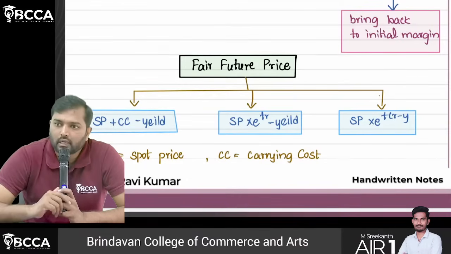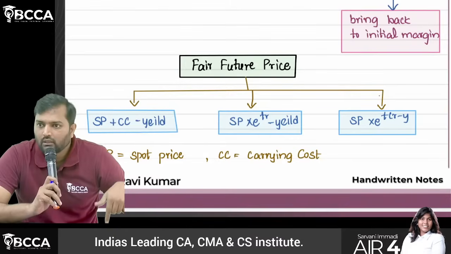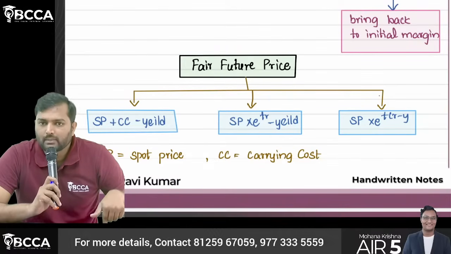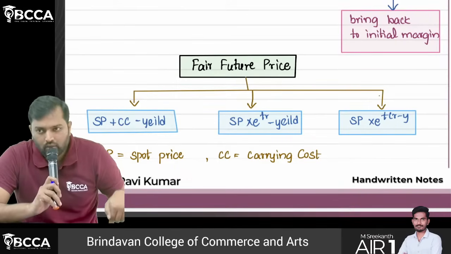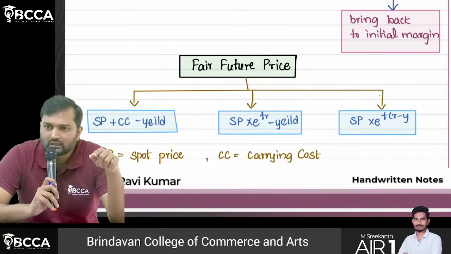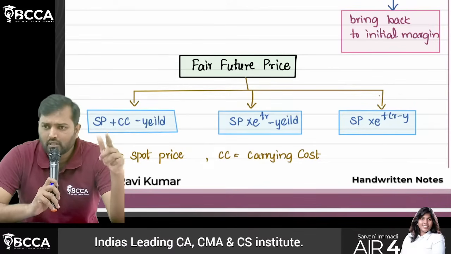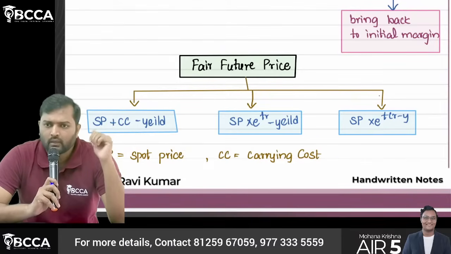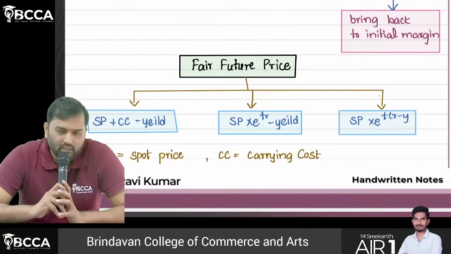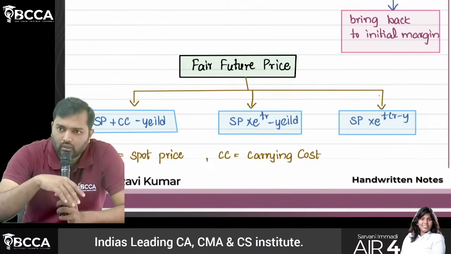What is the other alternative? Purchase the share as on today, because you have an expectation that the price will increase in the next 3 months. You can buy the share as on today, carry it for the next 3 months, and sell the share as the share price increases. Yes or no? Fair future price is nothing but what? Instead of entering into a futures contract, you have another alternative. What is the other alternative?